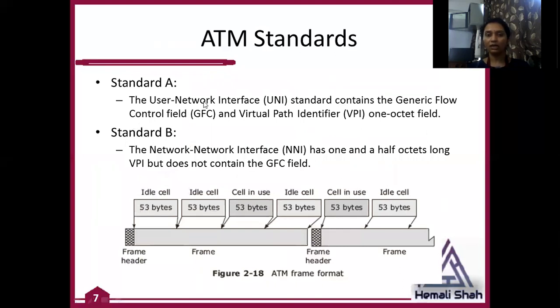Standard A is used when it is a user and network interface, that means from a computer to a network device interface. Standard B is used when data is going to be exchanged, router to router or bridge to router. That's why the name is network interface.